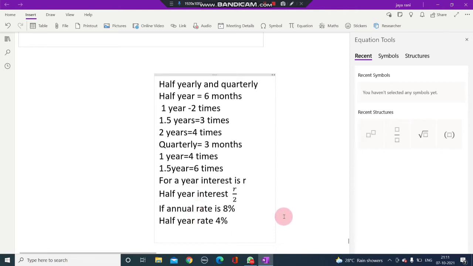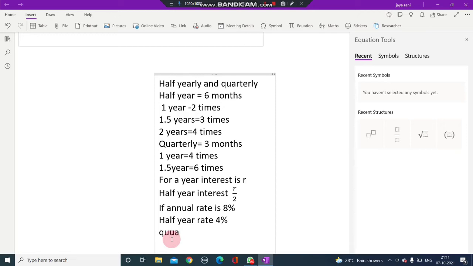Then what about the quarter rate? If the annual rate is 8, then in a year interest is calculated 4 times. So the quarter rate is 8 by 4. What is 8 by 4? That is equal to 2%.